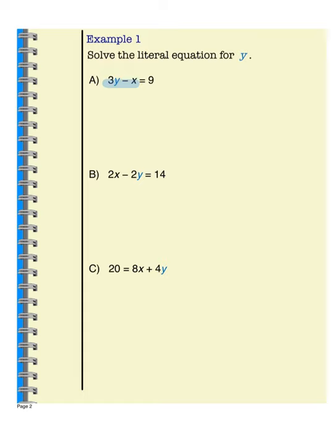When we're undoing equations using inverse operations, remember we use GEMDAS backwards. So we're going to start by undoing that subtraction by adding x to both sides. Now x is going to cancel out on the left. I'm going to have 3y equals 9 plus x. Now I can't combine 9 and x because they are not like terms, so I just leave that addition on that side. Now I have one more step to get y by itself. I need to divide both sides by 3.